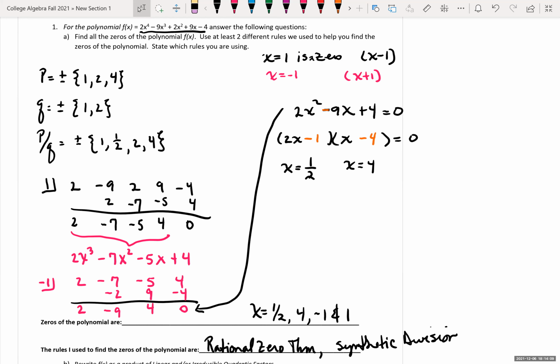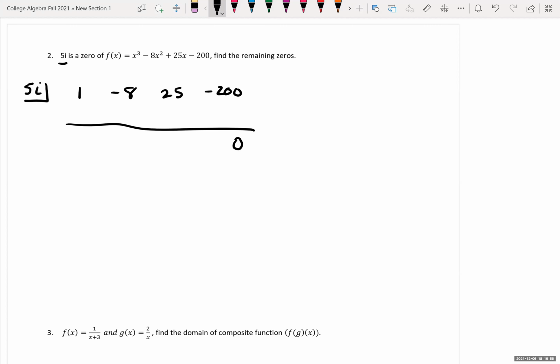so 1, -8, 25, -200. If we use synthetic division, we should get back a 0 for a remainder, and that this will be 1 degree less. And so we're breaking down our polynomial. If 5i is a 0, by the complex conjugate pair theorem, -5i is also a 0.